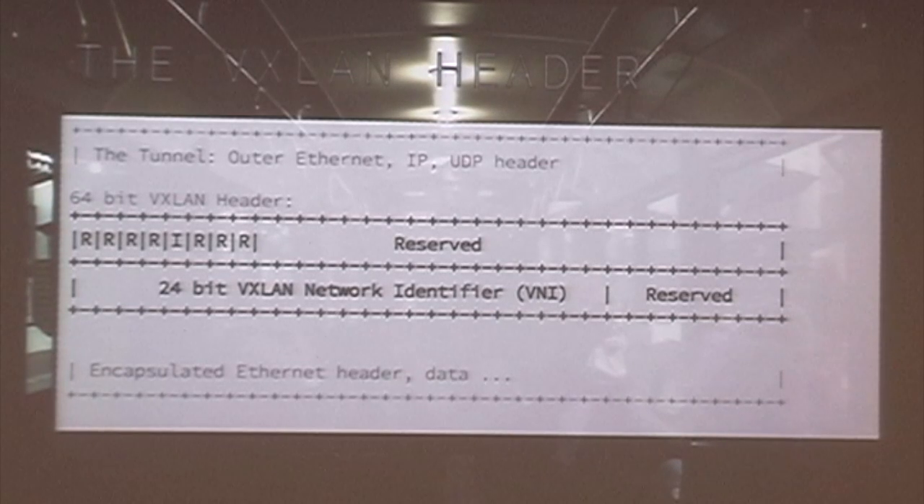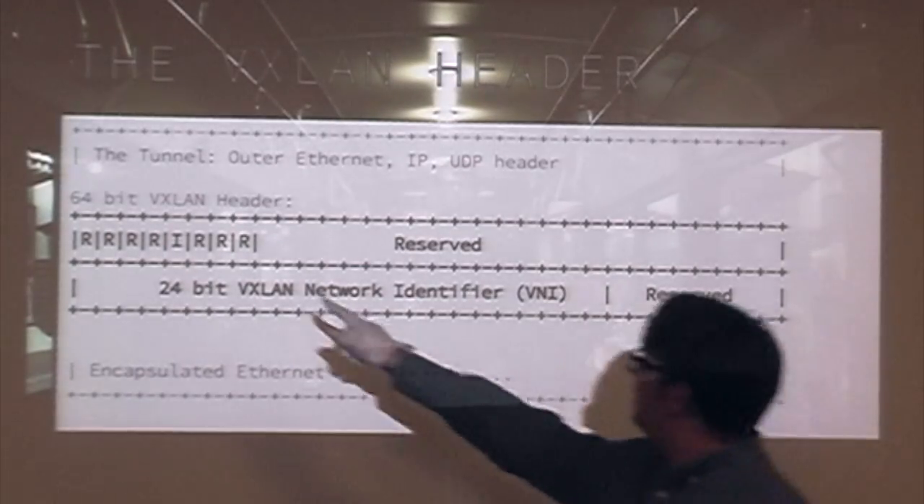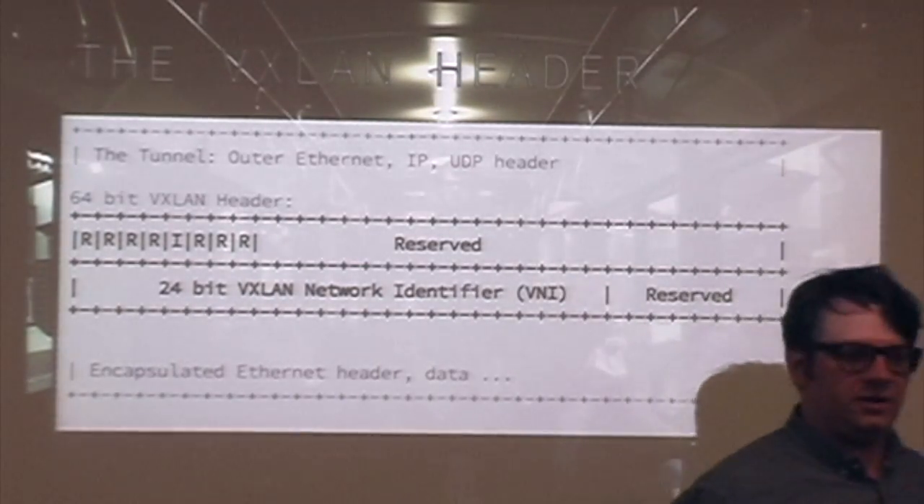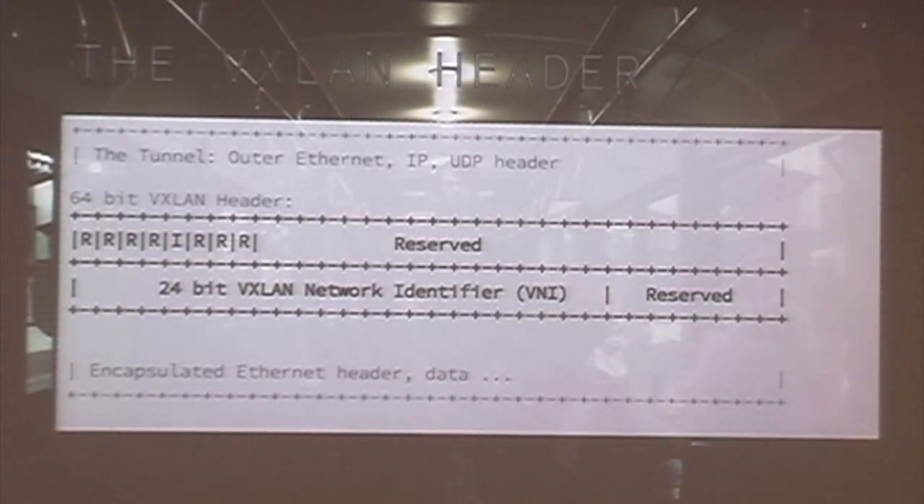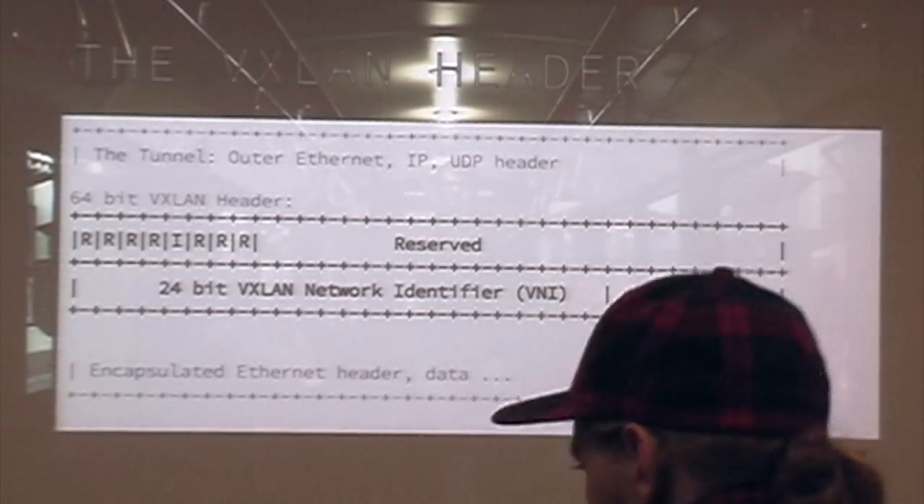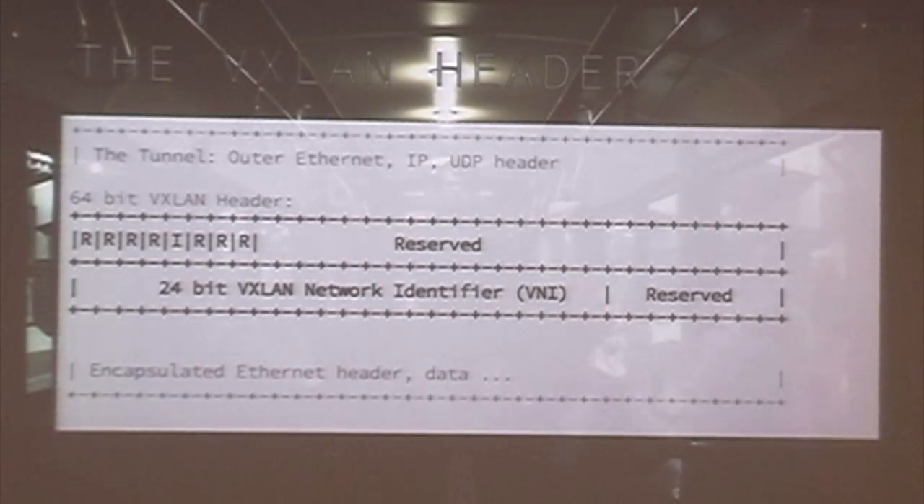The VXLAN header includes the 24-bit network identifier, and everything else is reserved, except this one flag, the I here. The specification says this has to be 1 for whatever reason, so that the virtual network ID is set valid. And it's always 1. So everything else is reserved for whatever reason.